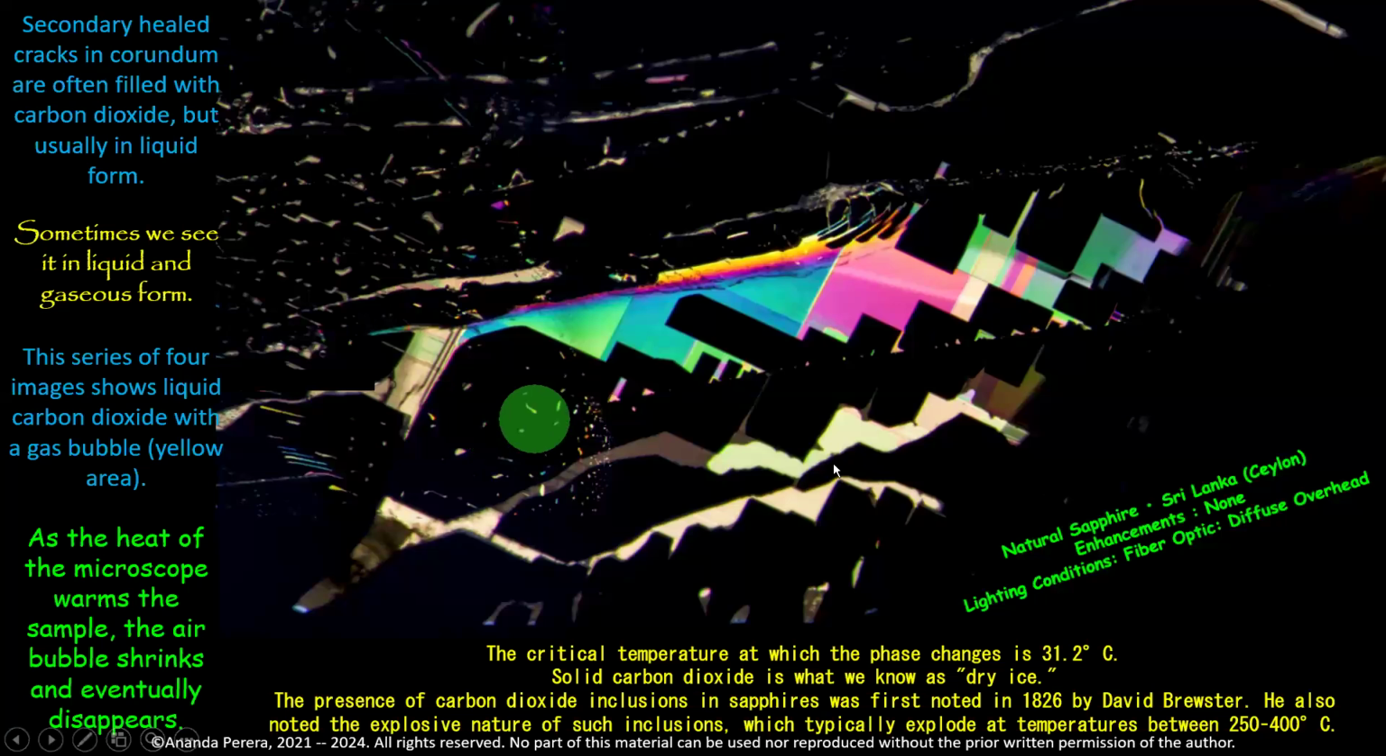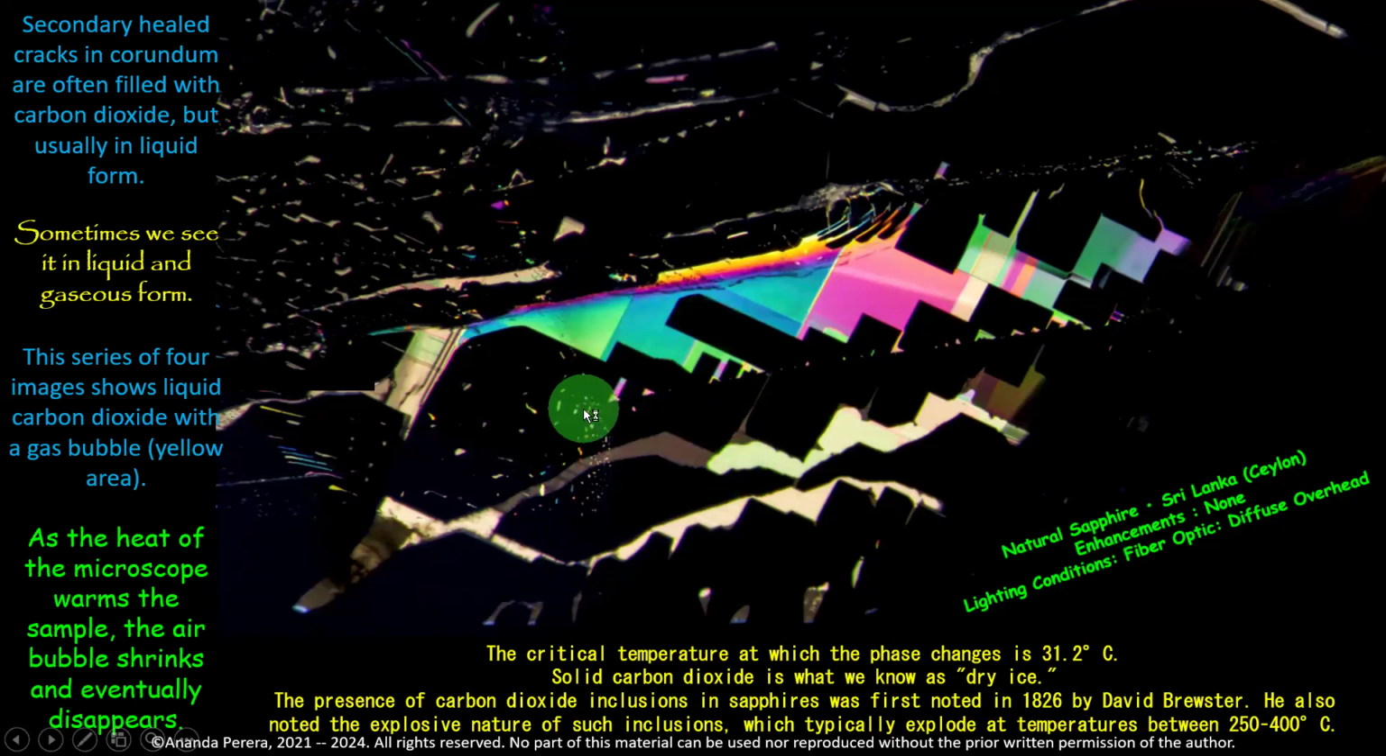Now, look at this. This is a very nice picture. Inside the sapphire gemstone, we can see this kind of natural inclusion under fiber optic diffuse overhead lighting conditions. This is a Sri Lanka sapphire. Look at these lines. Look at this yellow area and see everything.